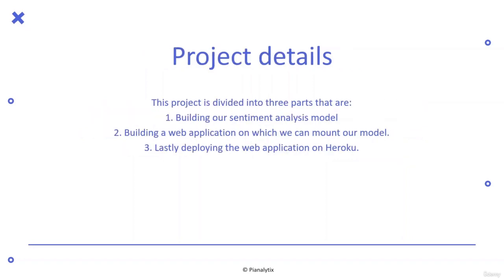Now we go on to project details. This project is divided into three parts: building our sentiment analysis model, then building our web application, and lastly deploying it to Heroku.